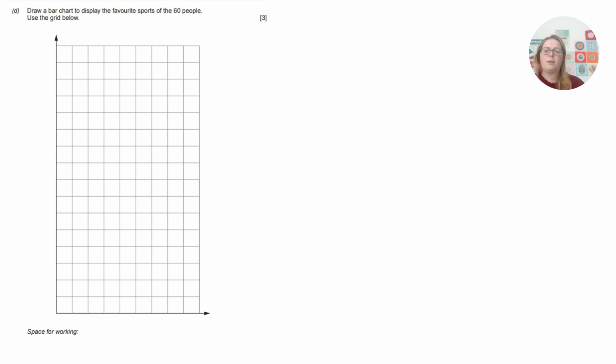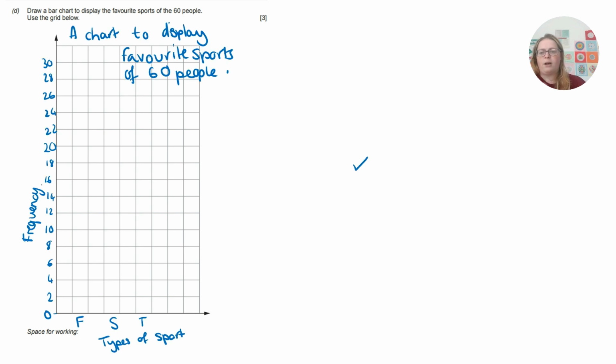So using that information, remember swimming was 30, football and tennis were 15. We have to draw a bar chart. So the first thing about a bar chart is your axes. I've already written those in. They go along the side where I've got my numbers. I've gone up in 2s because I realised I couldn't go up in 1s.